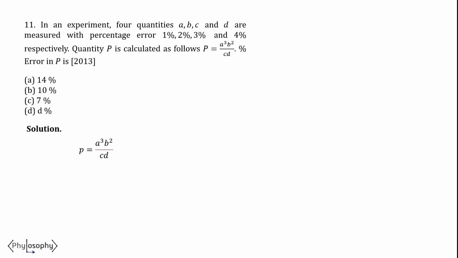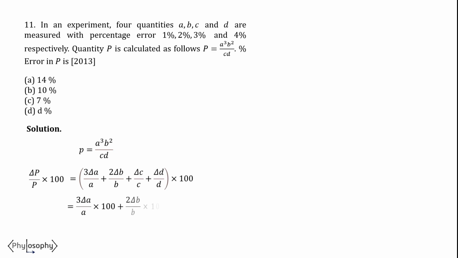Now to calculate the maximum percentage error in P from the above expression, first you have to take the logarithms on both sides of the given relation, and then you have to take derivatives multiplied by 100, and then you will get the expression for the percentage error in P, which is given by 3 times delta A over A plus 2 times delta B over B plus delta C over C plus delta D over D times 100. Here we are calculating the maximum percentage error, that's why we take only positive signs.